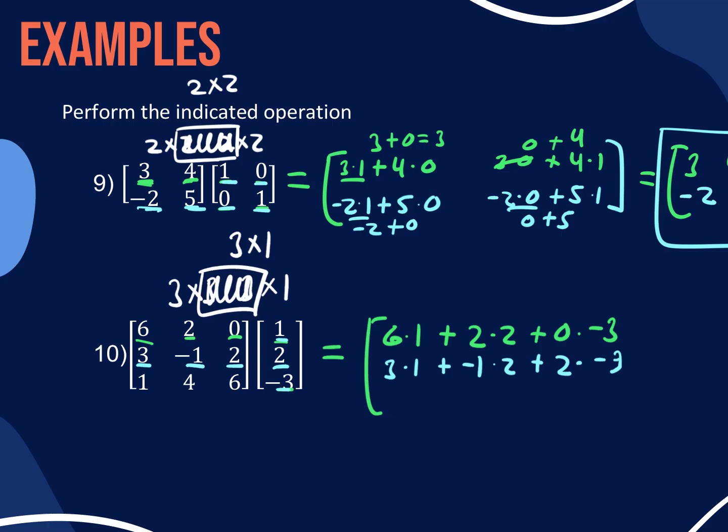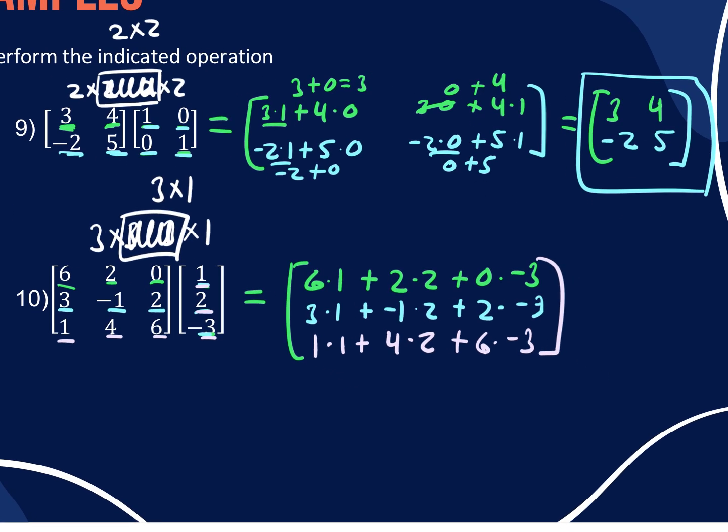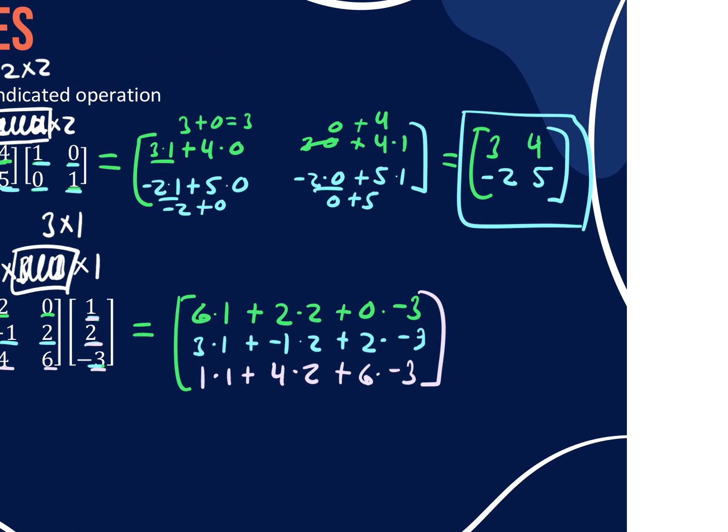All right, same exact thing with the next one. We're going to do 1 times 1 plus 4 times 2 plus 6 times negative 3. All right, so this is what it looks like unsimplified. Let's just go ahead and simplify it.